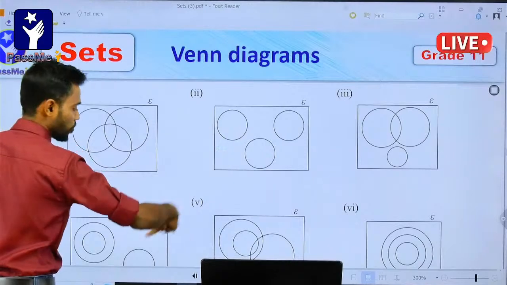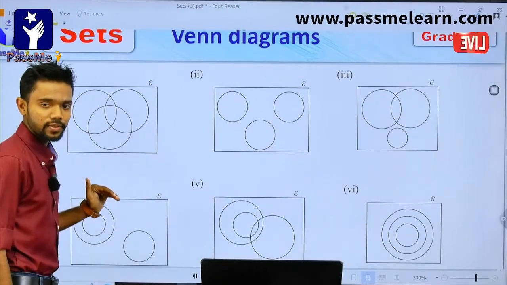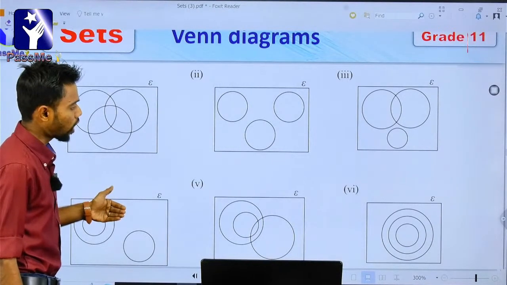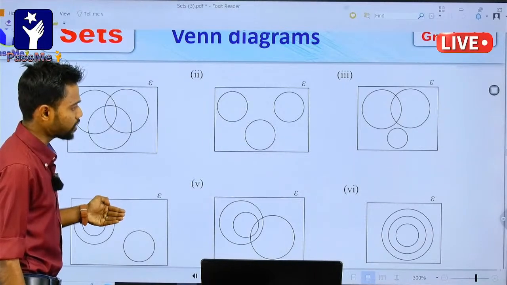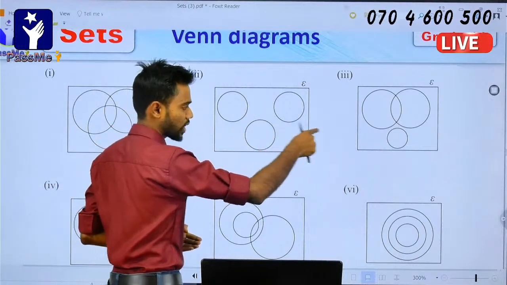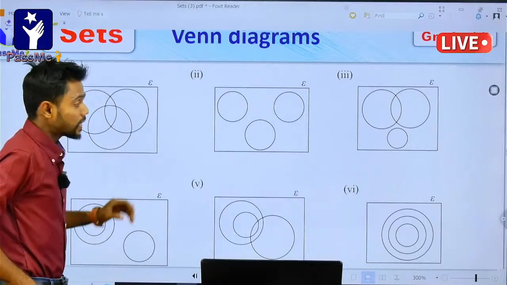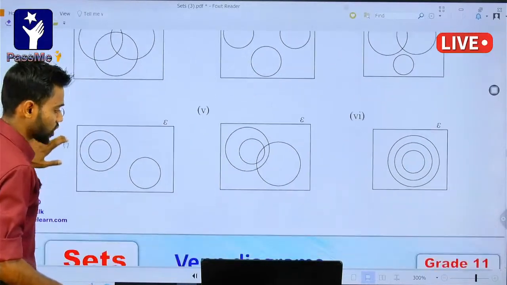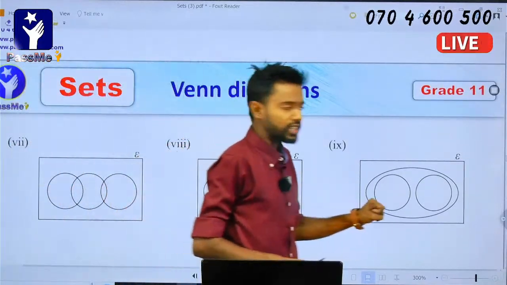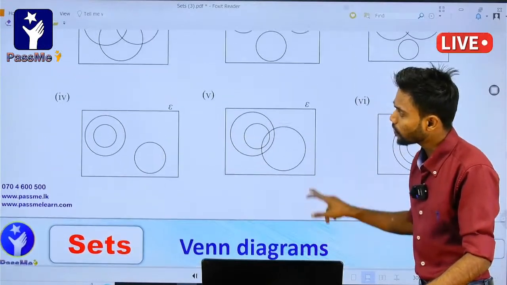There are some diagrams here. These are the diagrams you need to know under the grade 11 set, because there are 3 circles here, 3 circles here, 3 circles here, right? Not only these 6, there are 3 more on the next slide. Yeah, here, this one, this one, this one. These are the arrangements of 3 sets.